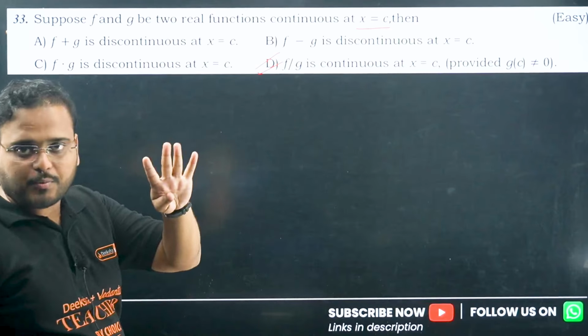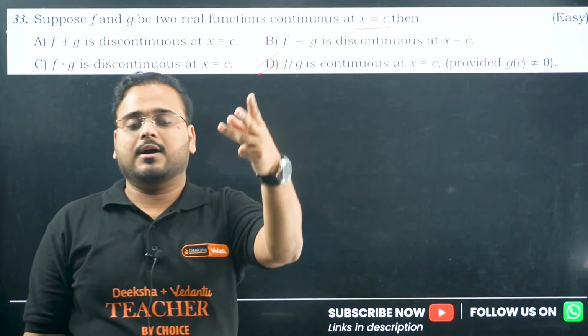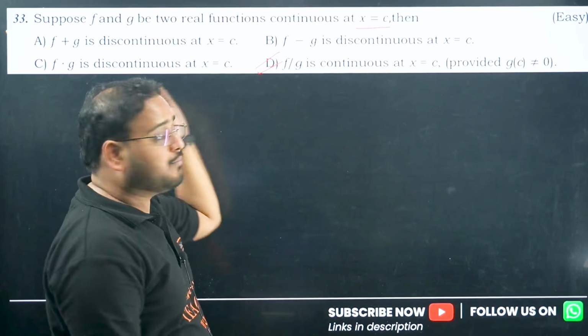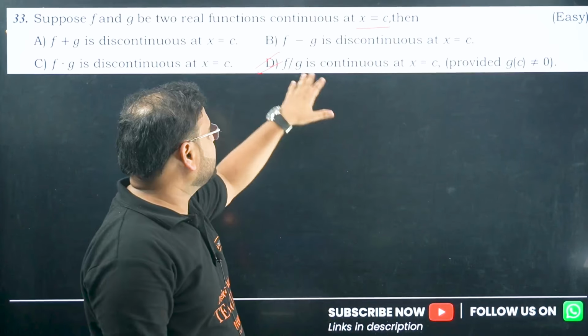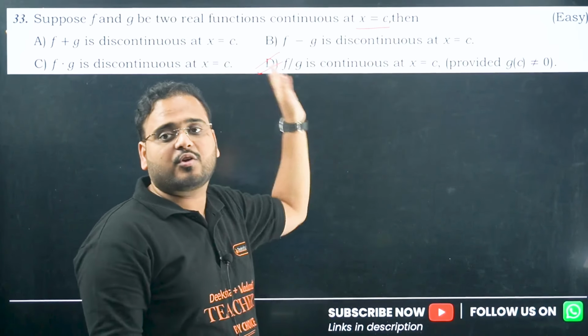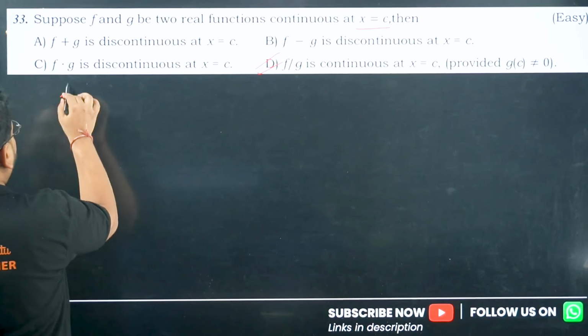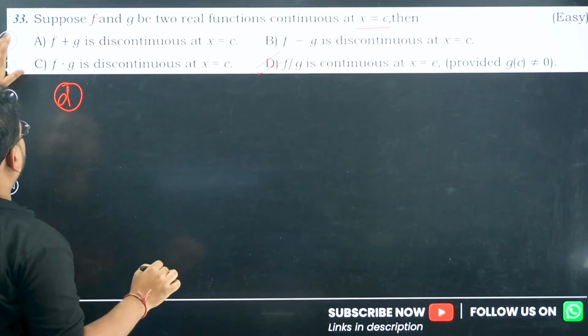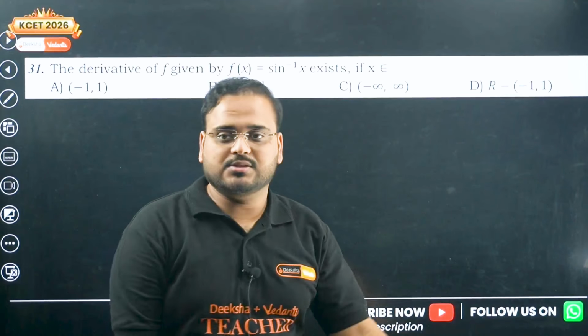So I gave you 4 options now for addition, subtraction, multiplication, and the ratio, the quotient. This becomes the right statement. The other 3 are wrong. Option D is the correct choice. So see, if you know the concept, you can directly get the answer over here.